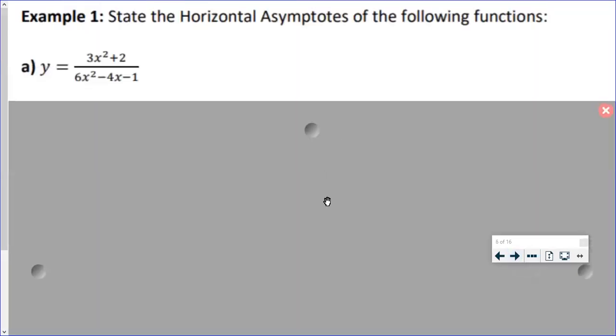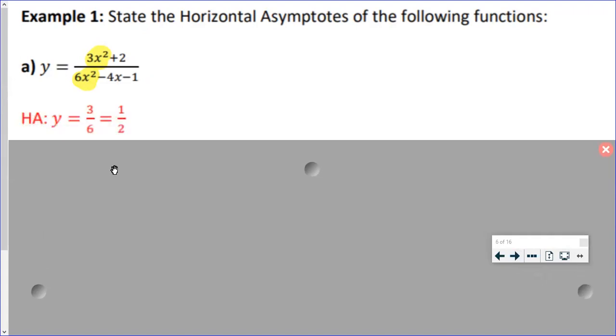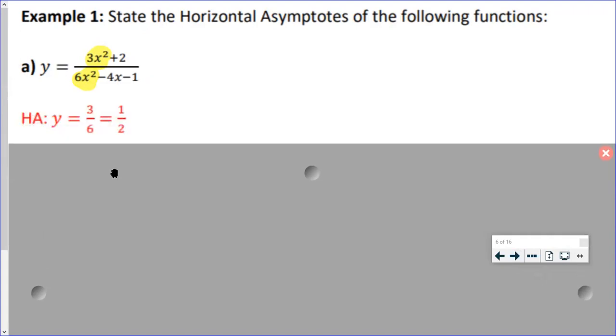If you're given an equation like this, the first thing you want to figure out is the leading terms. We have an x squared and another x squared here. So we have exactly the same degree in the numerator and the denominator. We would take the leading coefficients, which are 3/6, and we would reduce that. So our horizontal asymptote happens when y is equal to 1/2, because 3/6 simplifies to 1/2.